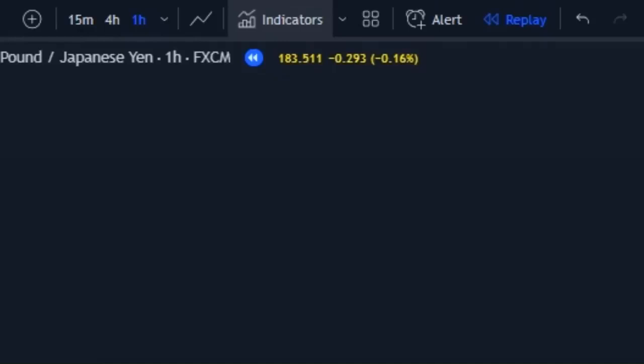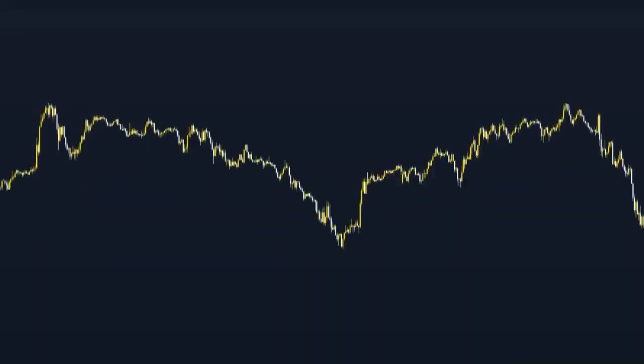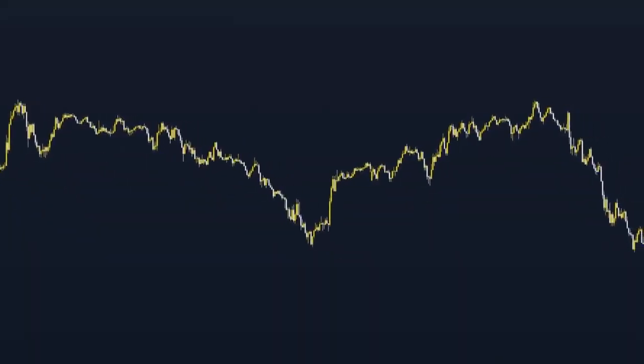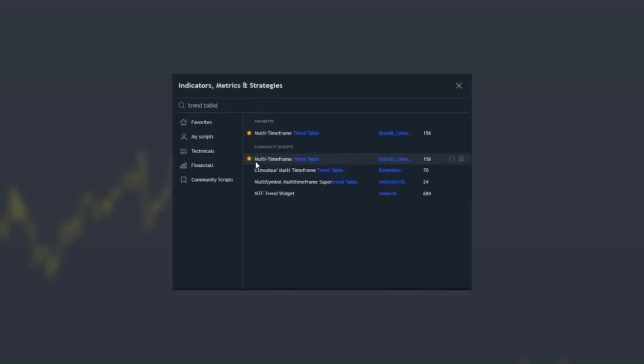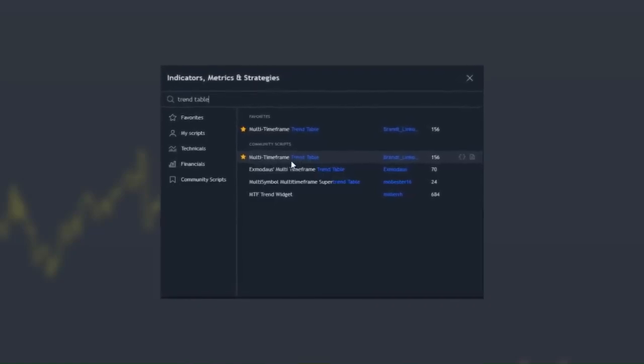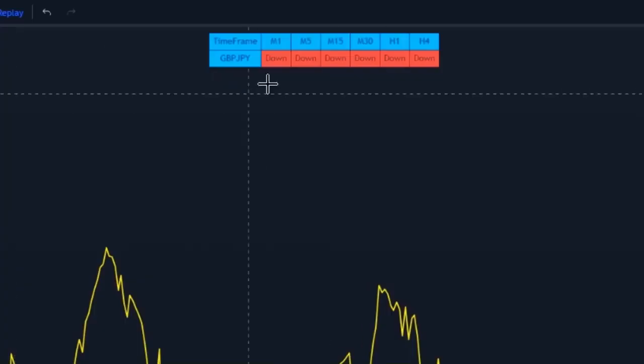The next step is to click on indicators up at the top here. Now for this portion of the strategy to work, we're going to be focusing on multi-time frame trends. Go onto indicators, type in trend table, and it's this multi-time frame trend table right here. The box should look like this on the top.